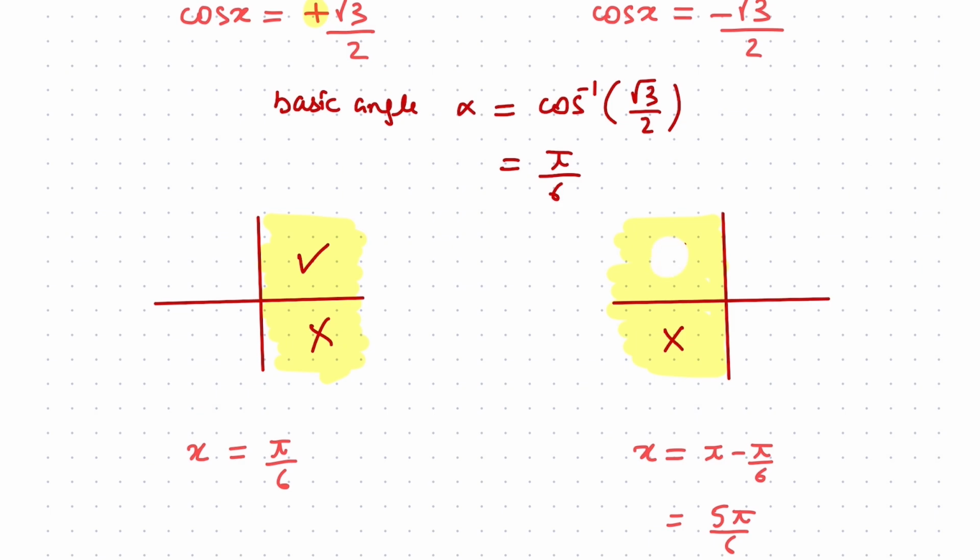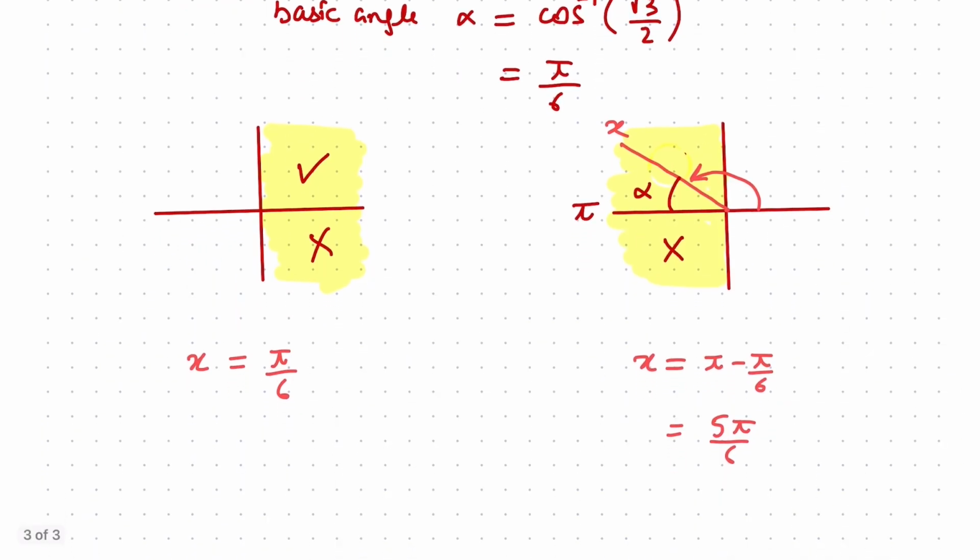Let's remove this a bit. And here is our solution. This is the value of x. And the basic angle alpha is the angle with the nearest x-axis. So this is the angle alpha. So x is equal to pi minus alpha, and that's how we get pi minus pi over 6, which is equal to 5 pi by 6. So these are the 2 solutions, and this is the only 2 solutions that we will get, pi over 6 and 5 pi over 6.